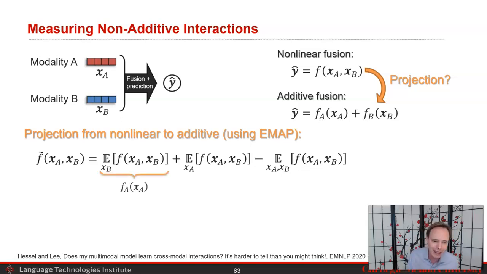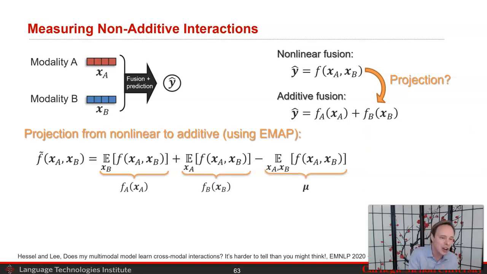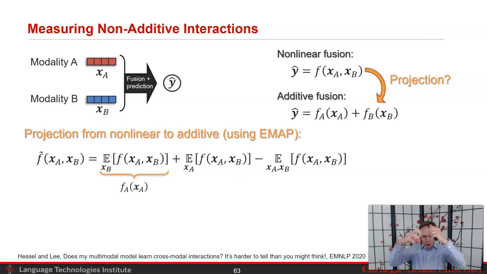The idea is that you will learn the expectation terms. Here you have the expectation. So you have your nonlinear fusion model. It's already learned, already trained. And now you're going to evaluate it. And you're going to evaluate it for all possible values of xb.